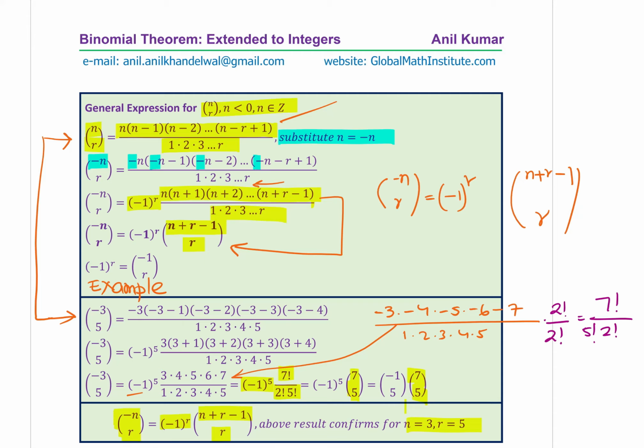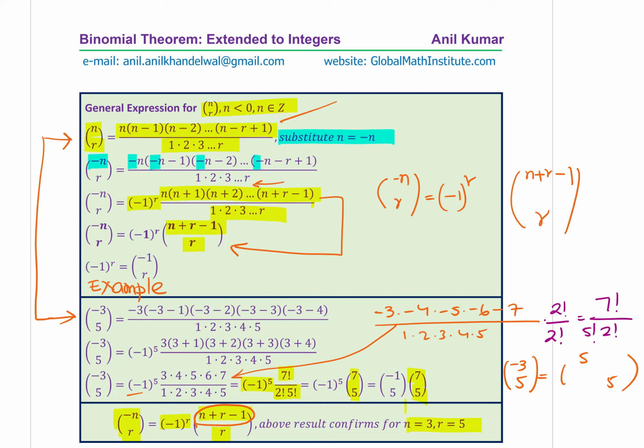So we have shown that minus 3 choose 5 is basically equal to, in this particular case, minus 1, of course, to the power of 5, since this is a negative product. Result 7. And 7 you basically get with n plus r minus 1. So n plus r minus 1 is 3 plus 5 minus 1. Do you see that? 3 plus 5 minus 1 is what n plus r minus 1 is, over 5.